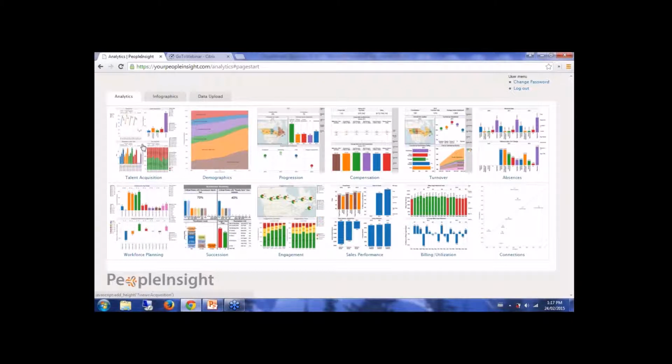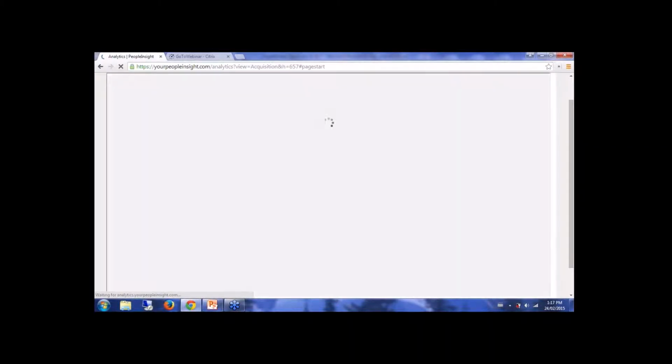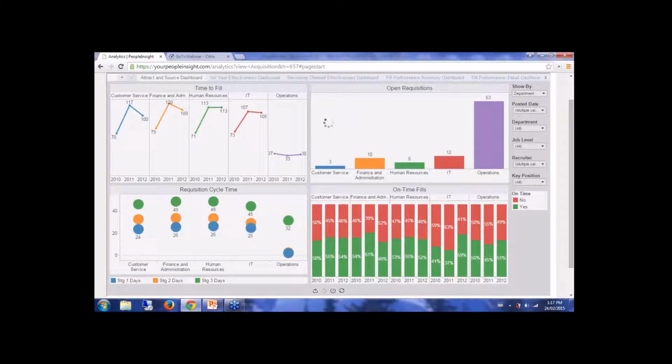Great, thank you. So the next area I'm going to go into is talent acquisition. Many people may know that as recruiting. We call it talent acquisition because we look at it as a holistic view, everything from what you would think is traditional recruiting data, which is your upfront requisition type data, candidate type data, where you can see here key dashboards people want to see around time to fill, open requisitions, cycle times, on-time fills.